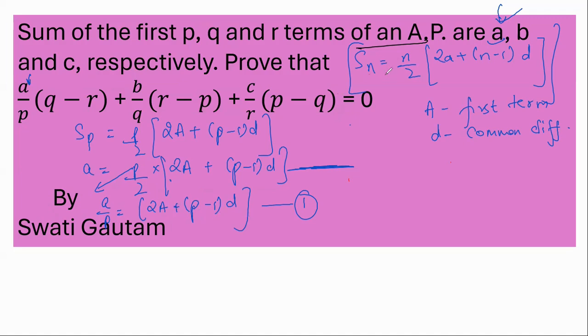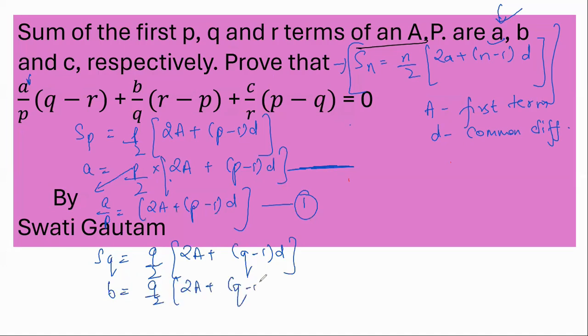Similarly, when I put the sum of Q terms in this formula, I get SQ is equal to Q by 2 times (2A plus (Q minus 1) times D). What is SQ? SQ is equal to B. So B is equal to Q by 2 times (2A plus (Q minus 1) times D). When I take this Q below the B, the equation becomes B over Q is equal to (2A plus (Q minus 1) times D) over 2. This is the second equation.